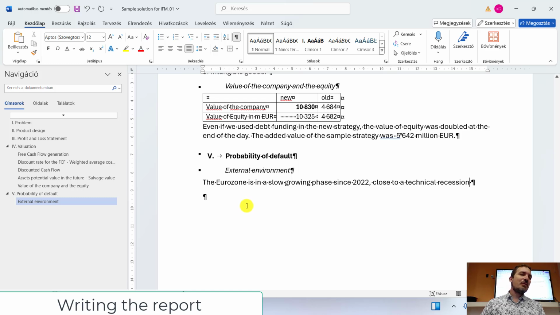So if fiscal policy and monetary policy are doing their job well, then they can avoid any implosion, or not. So this is always the art of economics. Okay, so we are in a slow growing phase, close to technical recession, but our other market, the US, is not. So this can be a good sign.